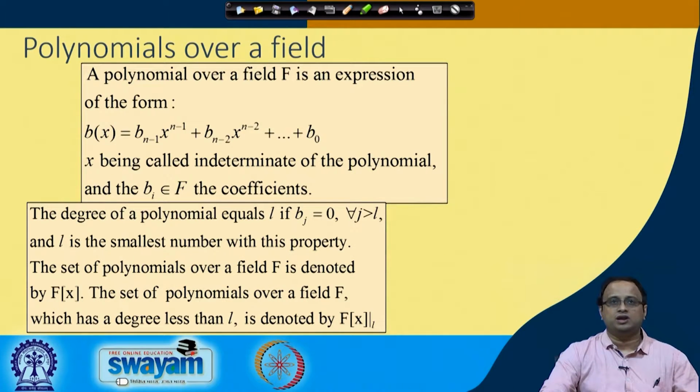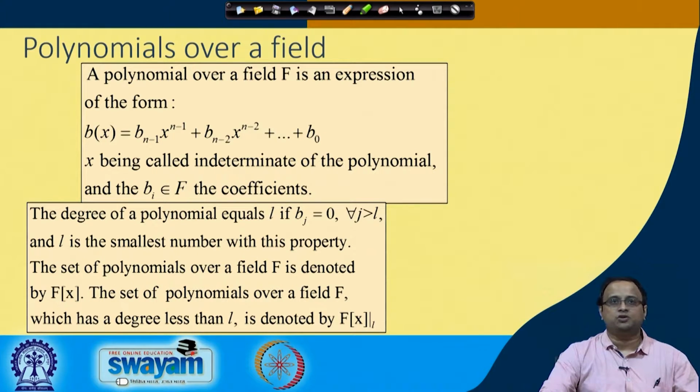As I said, it is important to understand how you represent elements in a finite field. The customary way of doing that is by using the concept of polynomials. We take polynomials over a field F, often represented as an expression of the form b_{n-1} x^{n-1} + b_{n-2} x^{n-2} + and so on till b_0. Here, x is called the indeterminate of the polynomial, and the elements b_{n-1} till b_0 belong to the field. In that case, we say that this polynomial b(x) is defined over the field F.